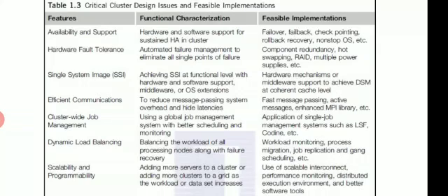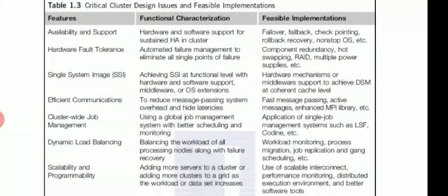The sixth one is dynamic load balancing. Balancing the workload of all processing nodes along with failure recovery is the functional characterization. The feasible implementation is workload monitoring, job replication and gang scheduling, etc.